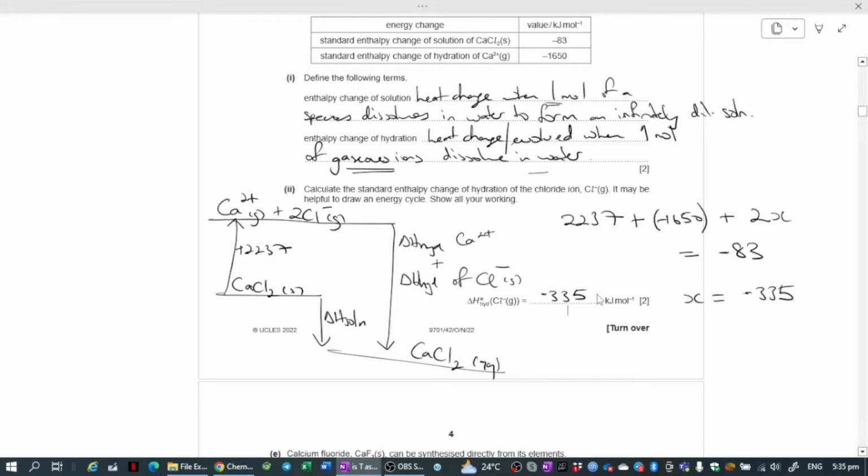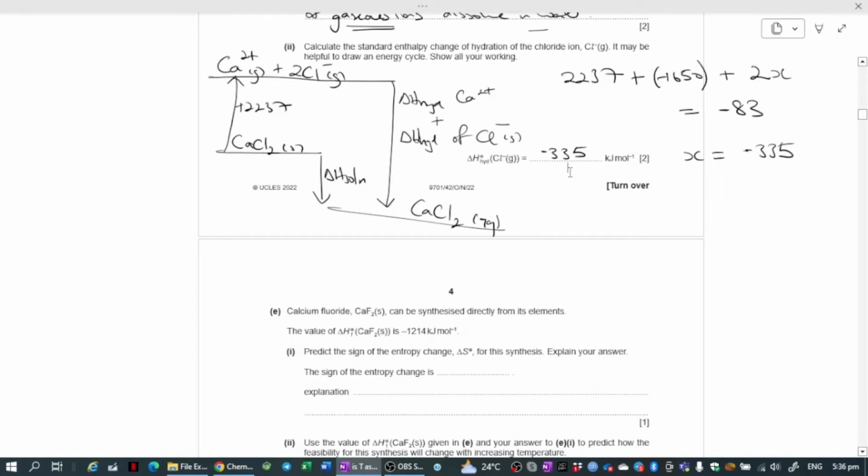You know it's a negative answer, so you're on the right track. Again, because hydration enthalpies are always exothermic. And of course, the reason why we multiply by 2 is because we have 2 moles or 2 ions of Cl minus that are hydrating to form the aqueous solution. Right? So that is part 2.